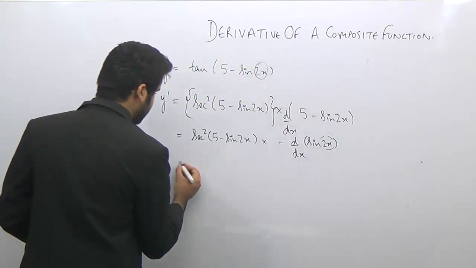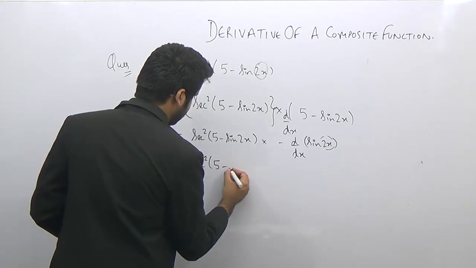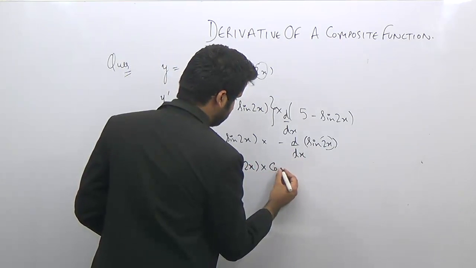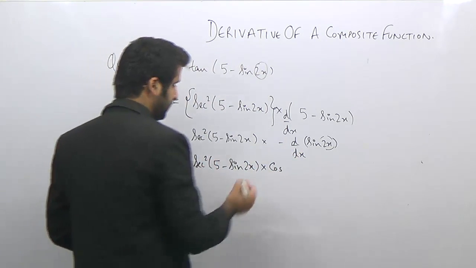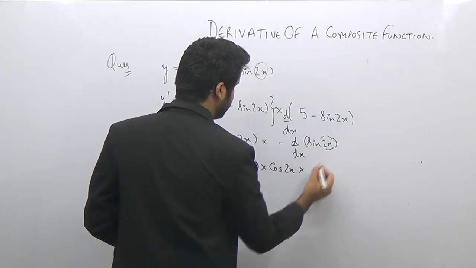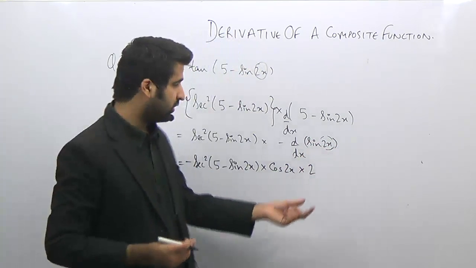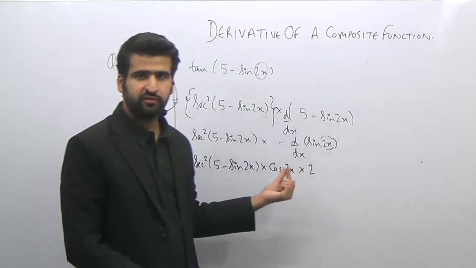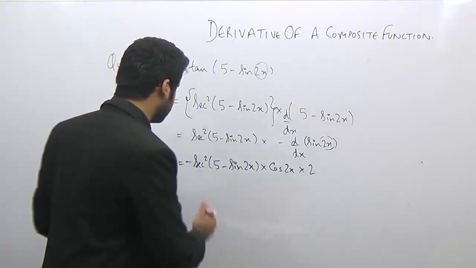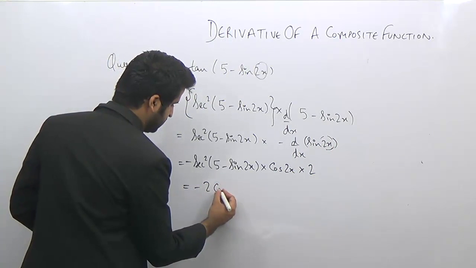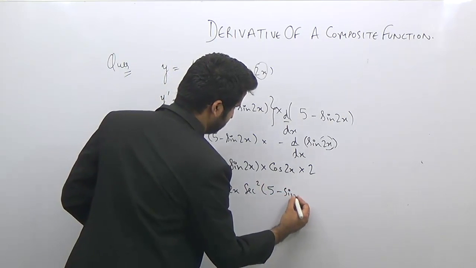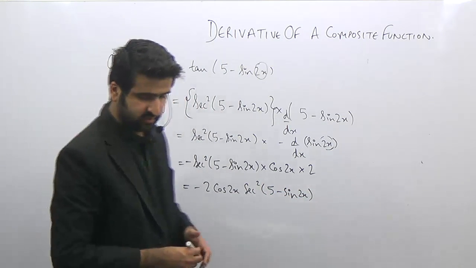So this will be equal to sec square of 5 minus sine 2x multiplied by, first I'll take this minus sign in the front, cos 2x into the differentiation of 2x, and the differentiation of 2x will be 2. Now this is the constant multiple rule, that the constant comes out of the differentiation and we just have to differentiate x with respect to x, which is always 1. So the final answer will be minus 2 cos 2x multiplied by sec square of 5 minus sine 2x. So this is the final answer.